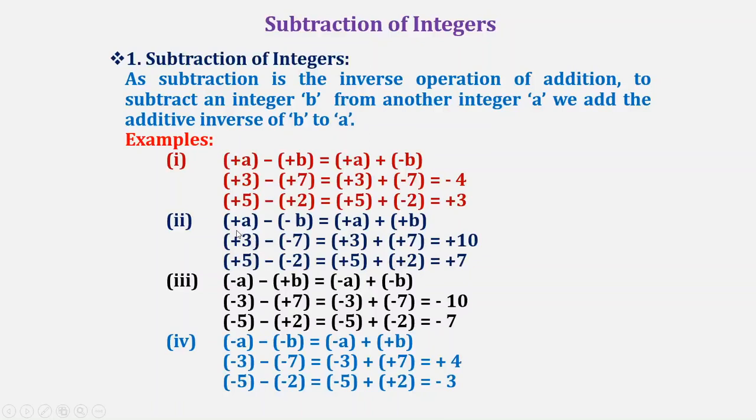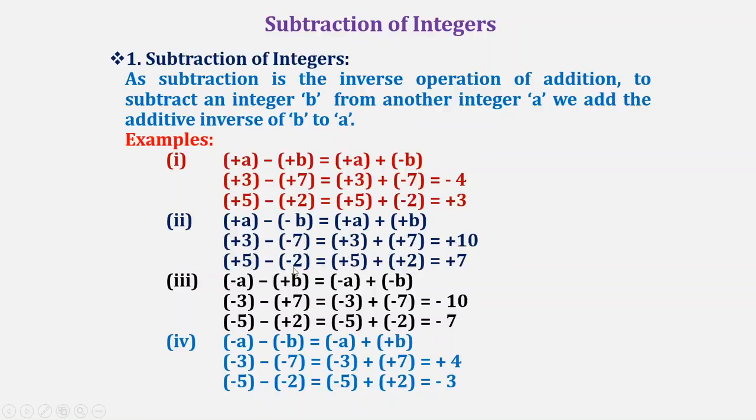So the second one is plus a minus of minus b. Here also first change the minus sign as plus, and change minus b as the additive inverse of minus b, which is plus b. So now it is plus a plus b. So it's very simple. We can just add these two numbers, because they are positive numbers. So take the example here, plus 3 minus of minus 7. This minus symbol is converted into plus, and minus 7 will be converted as plus 7. So now it is 3 plus 7, simply plus 10.